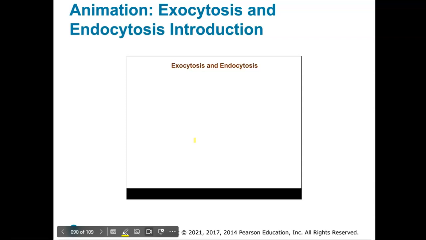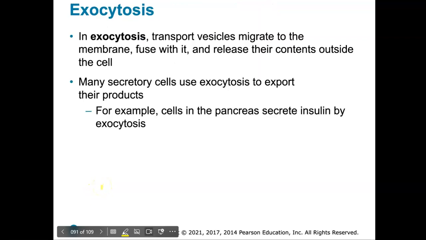Okay, the next thing is we're going to go over bulk transport, and that's endocytosis and exocytosis, and you have an animation on slide 90. But bulk transport means that the amount of substance that's coming into the cell or leaving the cell is so large that it cannot diffuse, it cannot move through the phospholipids or through a channel protein. So it's just a large amount of material.